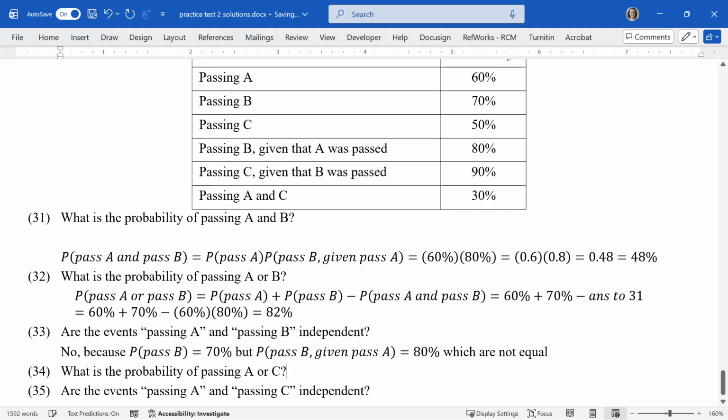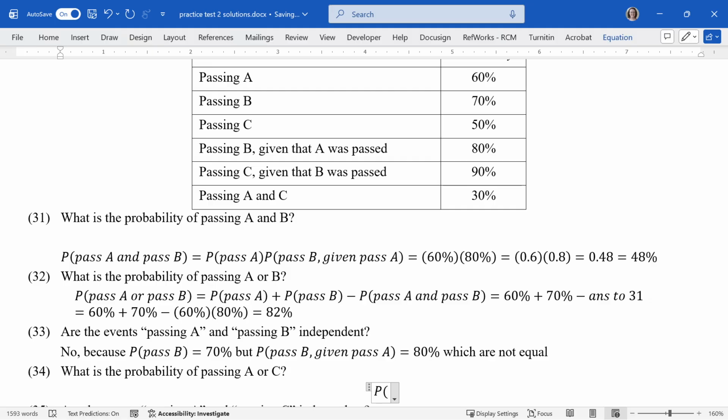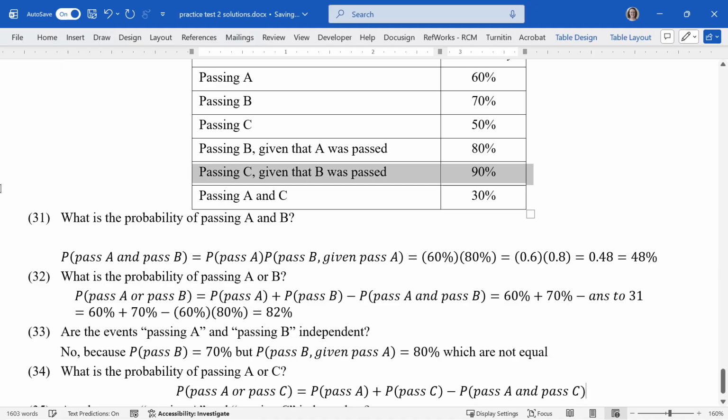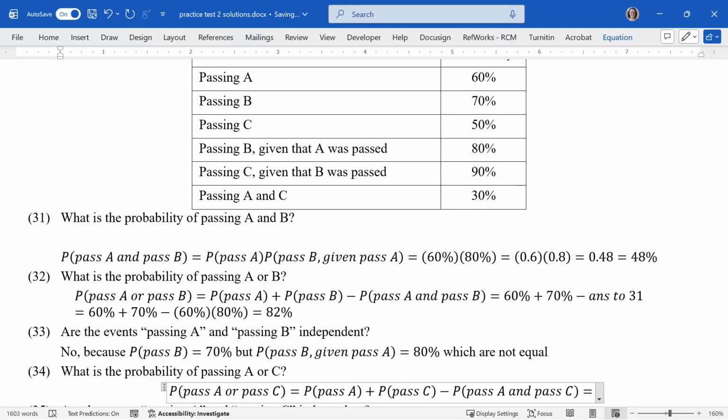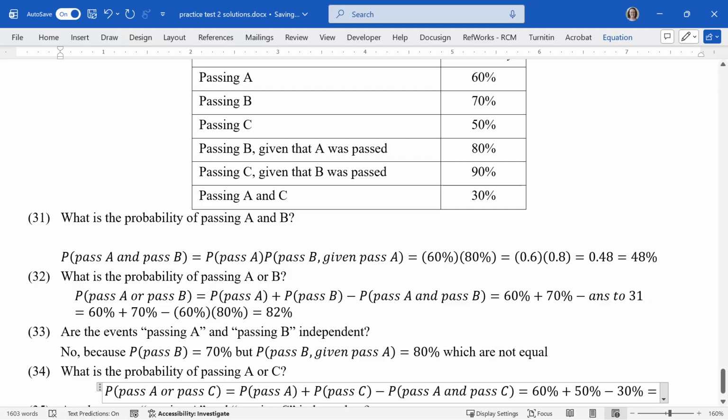Okay, what is the probability of passing A or C? This one I think we can do from the table. So the probability of passing A or passing C is the probability of passing A plus the probability of passing C minus the probability of passing both. And that was actually given in the table. So we're going to do this row plus this row minus this row. Okay, so this is 60% plus 50% minus 30%, which I think is 6 plus 5 is 11, minus 3 is 8, 80%.